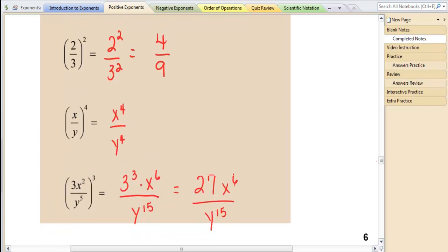And then the last problem, you're going to raise 3 to the third power. You're going to raise x squared to the third, so you multiply 2 times 3 to get 6. And then you're going to multiply y to the 5th. When you raise y to the 5th to the third, you multiply 5 times 3 to get 15 as your exponent on y. Go ahead and multiply 3 to the third, and that gives you 27 times x to the 6th in the numerator over y to the 15th in the denominator.